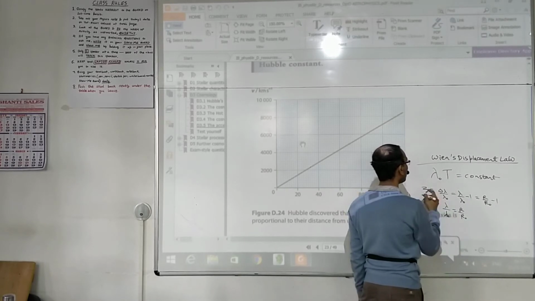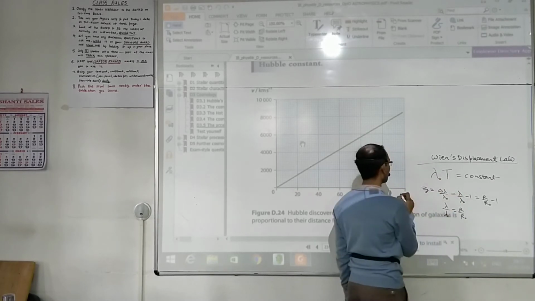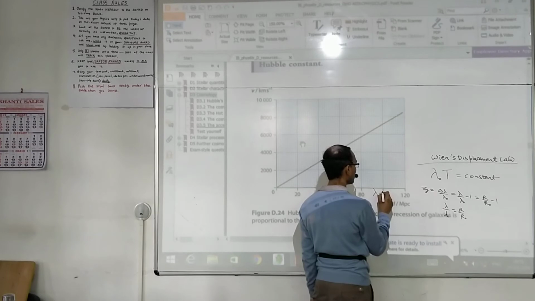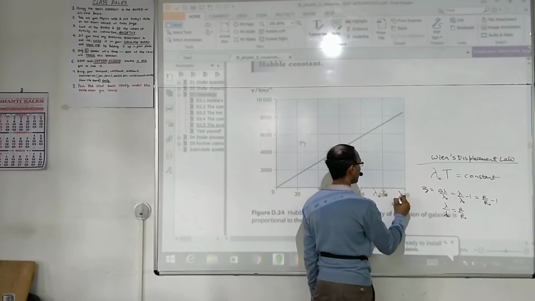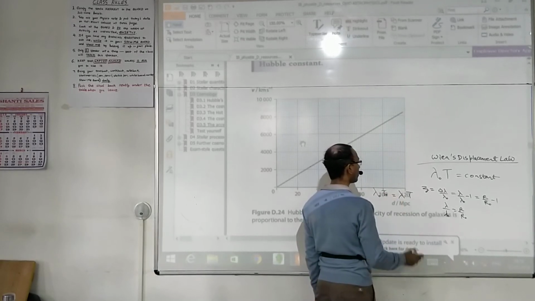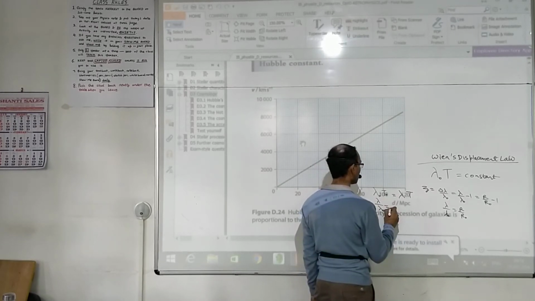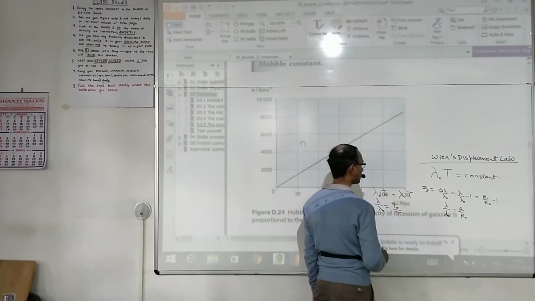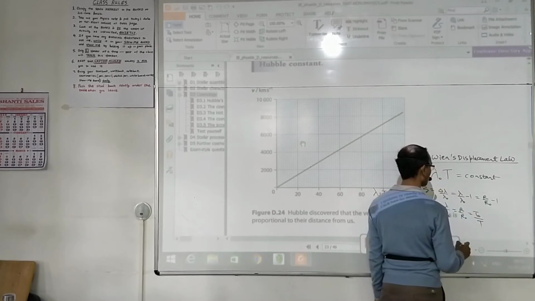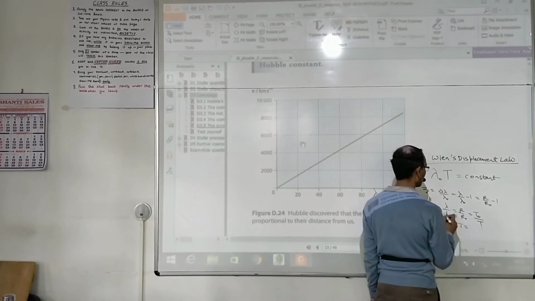Now, lambda naught is proportional to 1 by T. Lambda times T is a constant. So if we have lambda naught corresponding to a particular temperature, lambda will correspond to another temperature T. The product of these two will be constant. So you will have lambda by lambda naught equals T naught by T. Agreed?